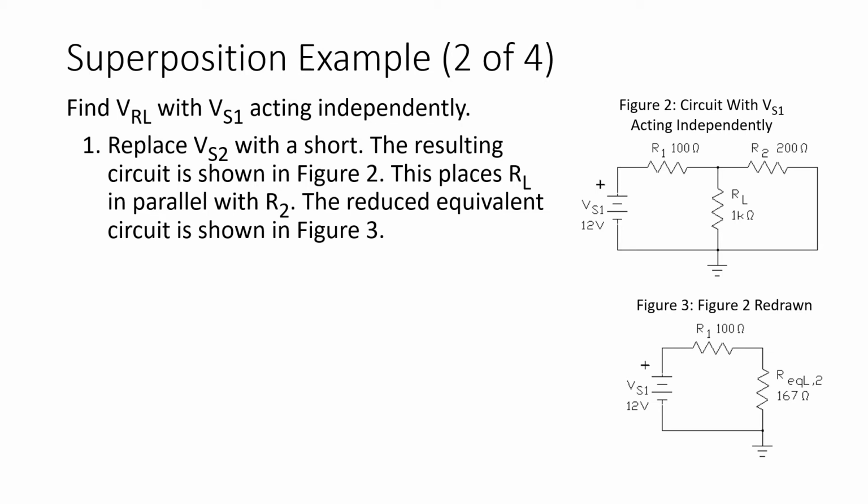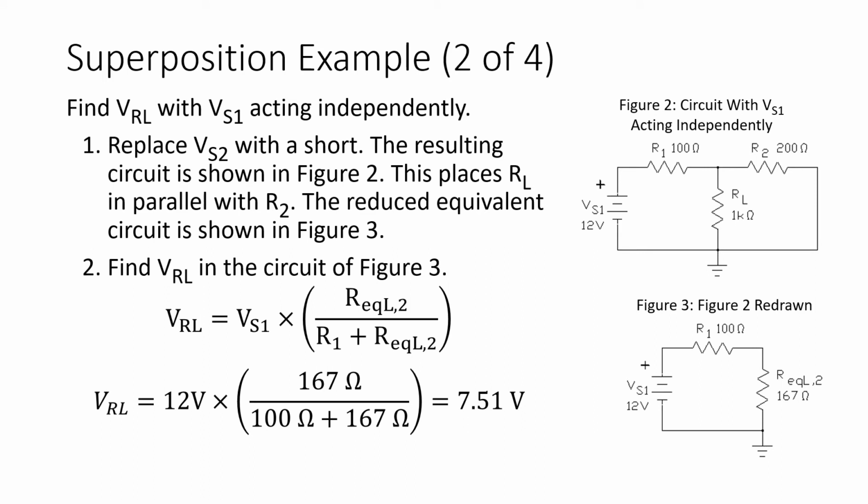And of course, we can find the voltage across RL, which equals the voltage across REQL2, using the voltage divider formula, VS1 times R equivalent L2 over R1 plus R equivalent L2. And we result with a voltage across RL of 7.51 volts.